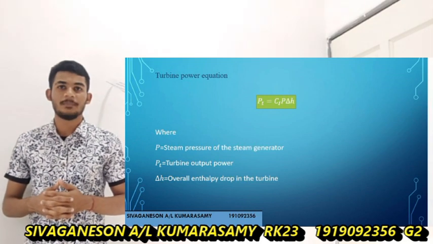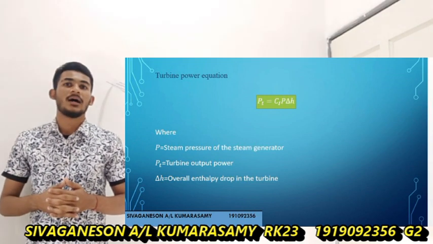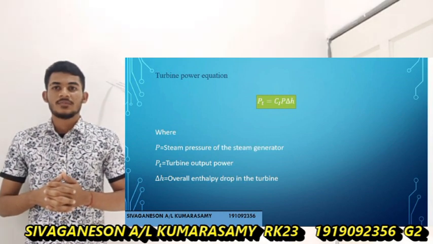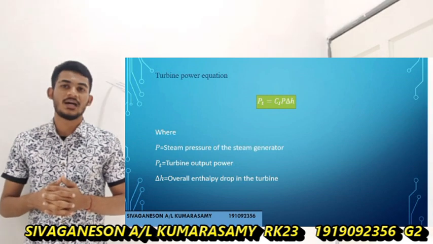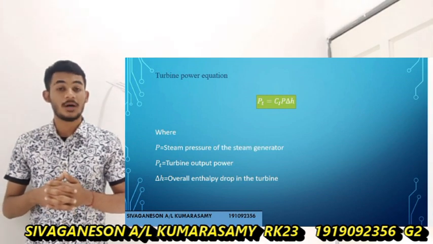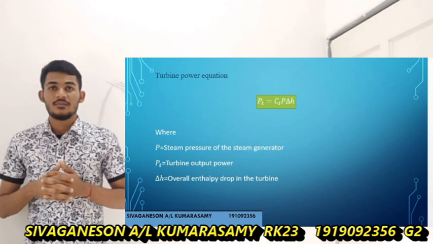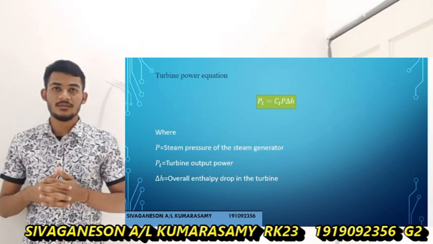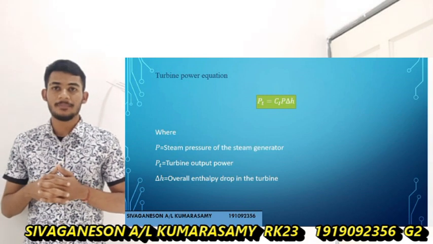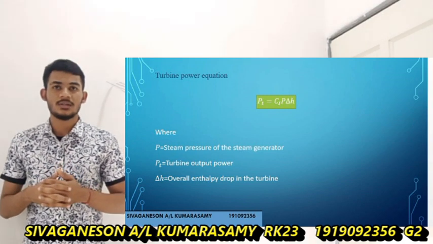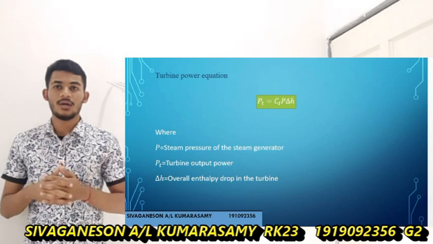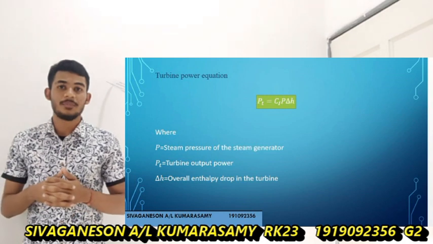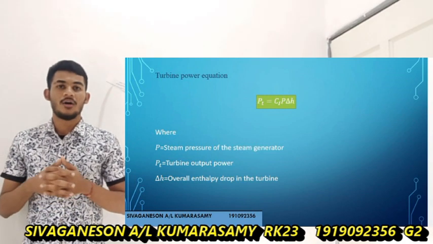Now we want to have a look at the turbine power equation, where the equation is Pt equals C1 P delta H. To find the Pt, which we call the turbine output power, the equation is equal to the steam valve coefficient times the turbine output power and times the overall enthalpy drop in the turbine. Thus, the total energy generation will be calculated from this turbine output power.